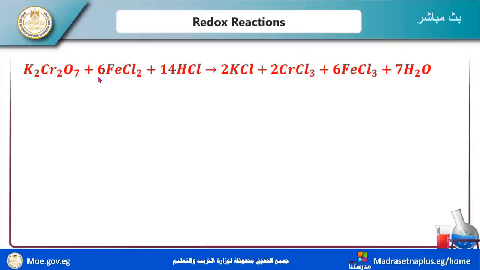Now we can convert this equation into a redox equation. How do we do that? You must calculate the oxidation number of each atom in the components of this equation. When you calculate the oxidation number of each one, you can then know the exchange of the oxidation or reduction process.